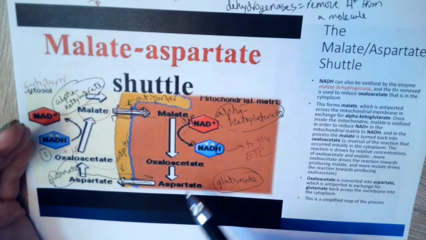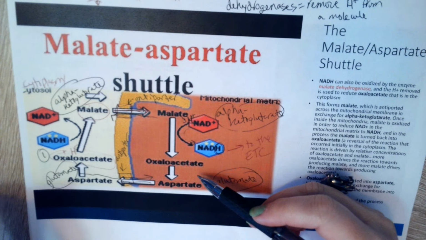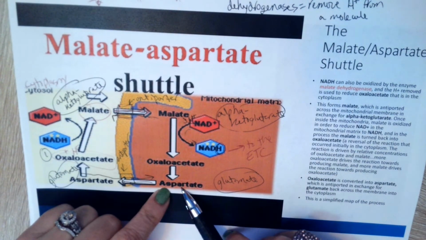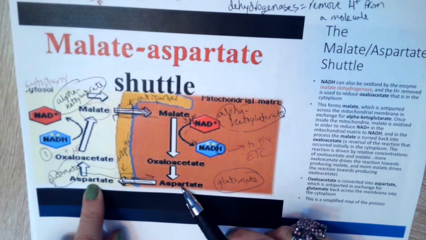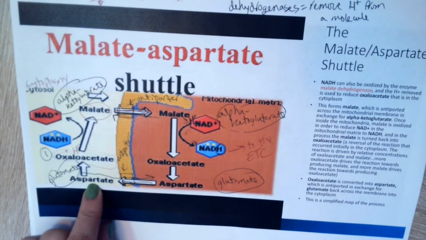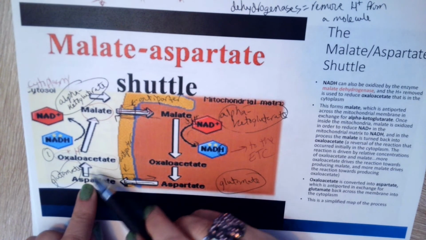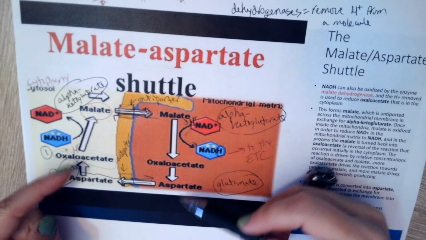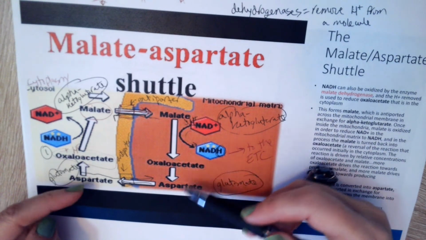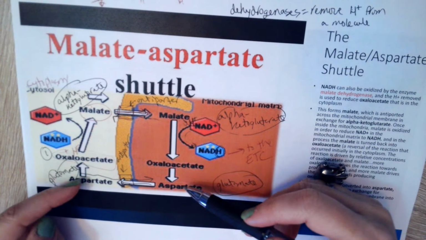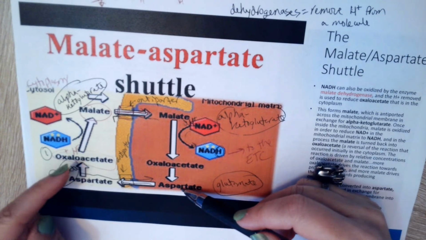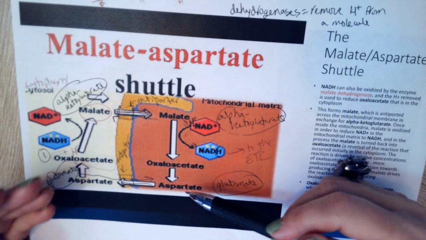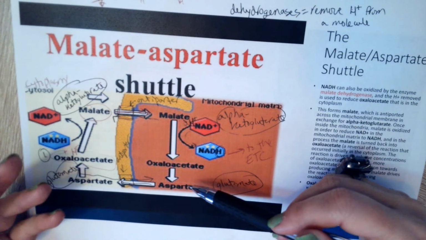Okay, so then we're going to convert the oxaloacetate into aspartate. Aspartate gets transported out of the mitochondria, so now we're back in the cytoplasm, and we're going to take the aspartate and turn it back into oxaloacetate. So again, another reversible reaction here. We have oxaloacetate turning into aspartate, then aspartate turning into oxaloacetate. So it's really just two reversible reactions involving three molecules.